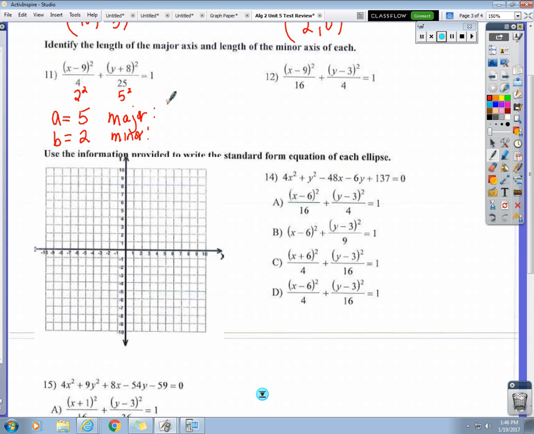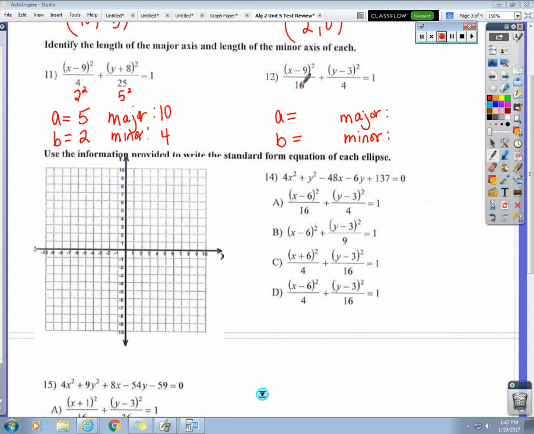Well, when we measure A and B, aren't we just going from the center over and the center up? So to find the whole length, what do you need to do to those two numbers? Don't you just need to double them? 10 and 4? Because remember, when you're measuring A and B, you're just going from the center to one side, or the center up. So for the entire length of the major and the minor, wouldn't you just double those numbers? So go ahead and quickly try 12.